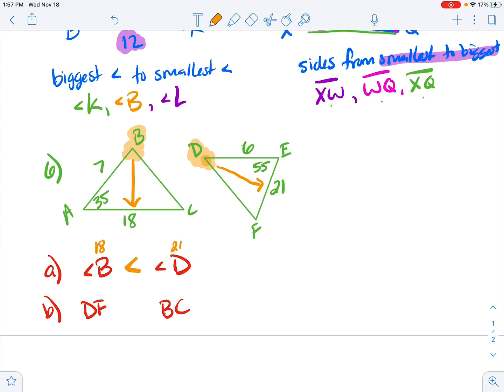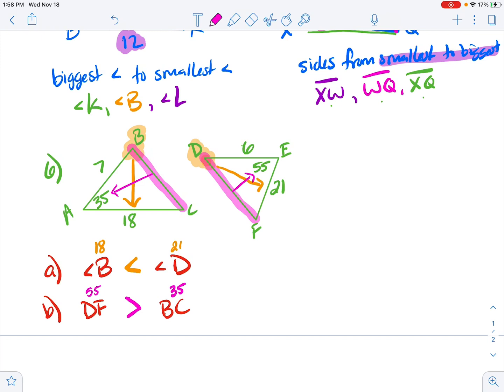Okay, the same thing works with the next one. So DF would be this guy right here. Well, what angle is he across from? DF is across from angle 55. Now we want to look at BC. BC is this guy in pink. So if I go across from him, what angle is he across from? He's across from 35. So which side is going to be bigger? The side across from the bigger angle.